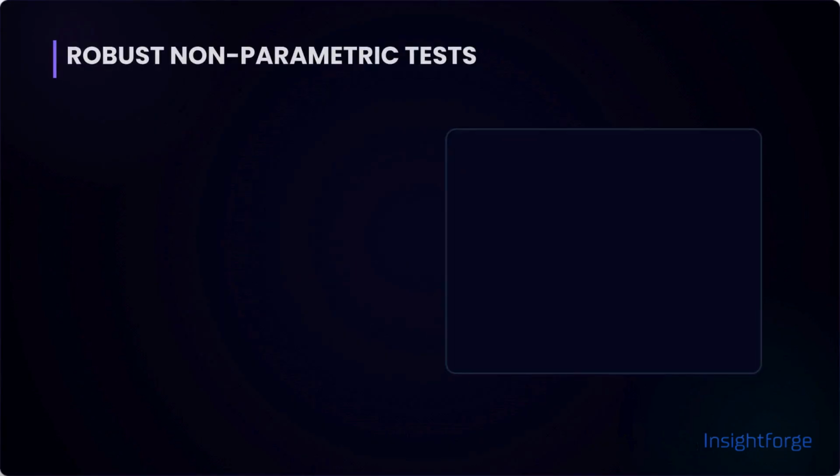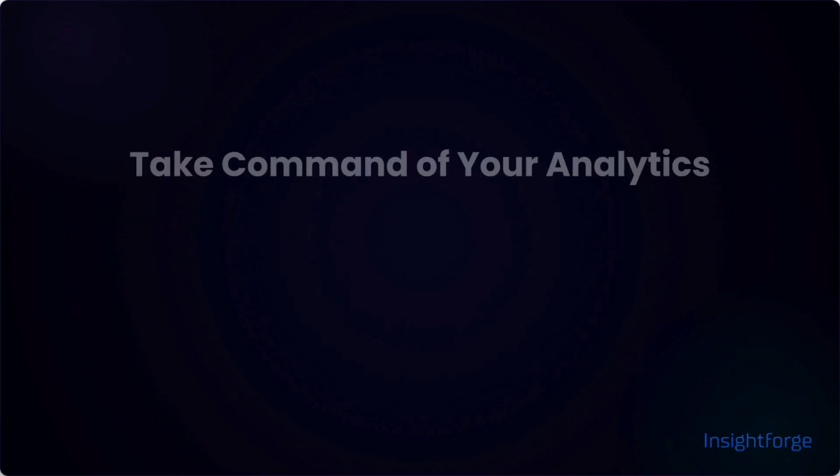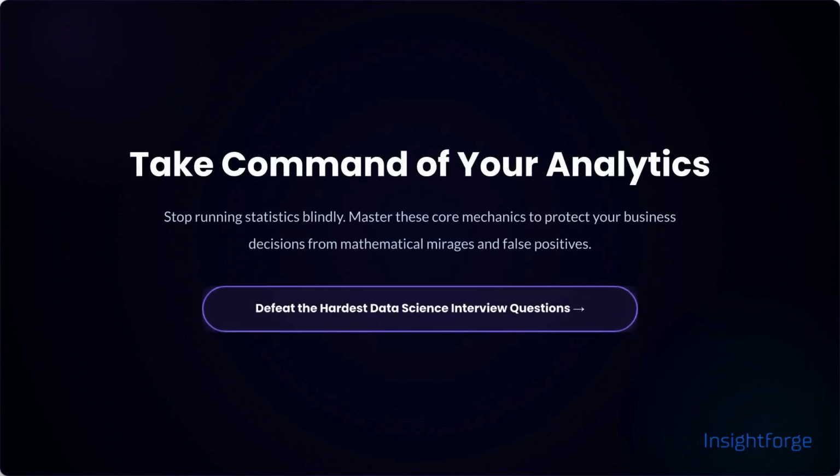When extreme outliers shatter your model's assumptions, non-parametric tests like Kruskal-Wallis provide a robust path forward by analyzing ordinal rankings instead of raw data. Take command of your analytics today. Stop running statistics blindly and master these core mechanics to protect your business decisions from false positives.